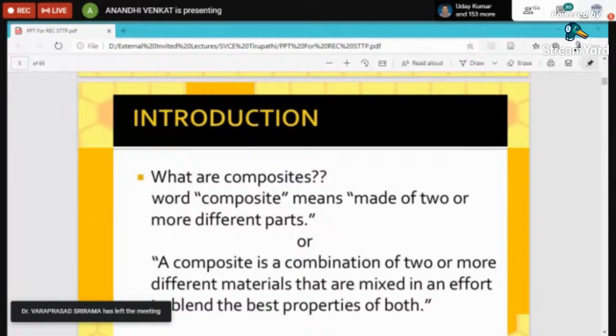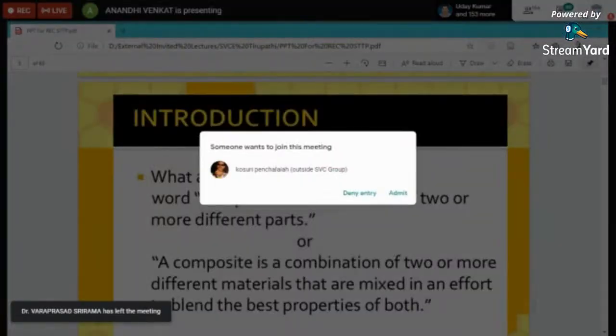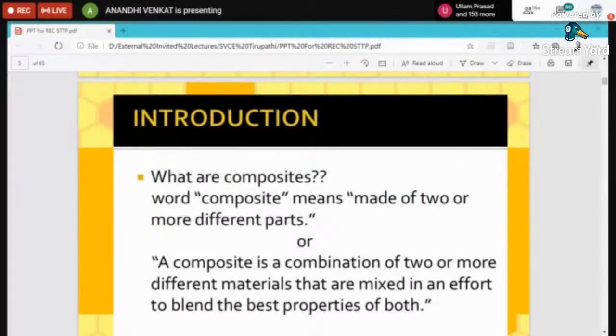As of today, in every walk of our life, you can get into the usage of composite material. It is a fiber reinforced plastic. Plastic is a binder, fiber is the reinforcing material.